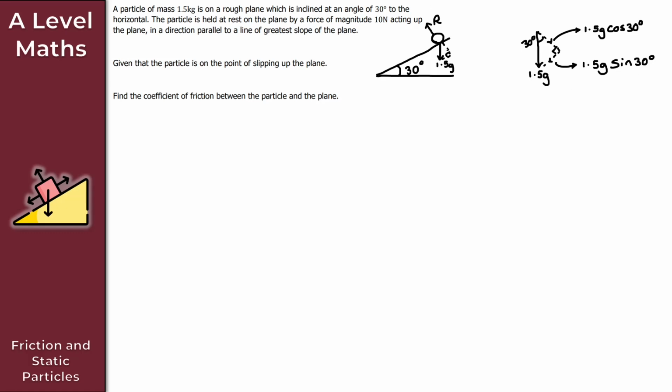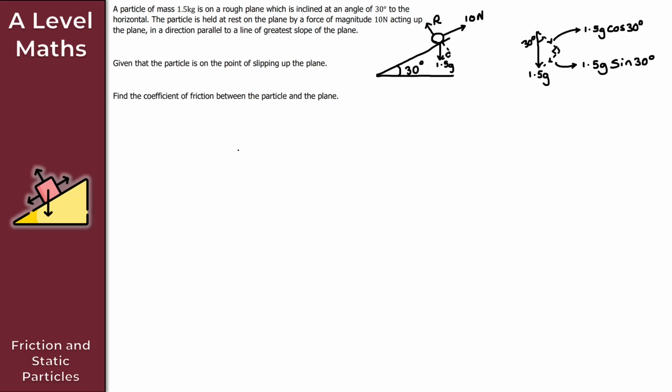Okay. That gives me my 2 components here. We're also told that we have a force of magnitude 10 newtons acting up the plane. So if I add that to my diagram here, that would look like the following. So that's 10 newtons acting up the plane in a direction parallel to a line of greatest slope of the plane. So that's 10 newtons there, like so. It should be parallel, but you get the idea.